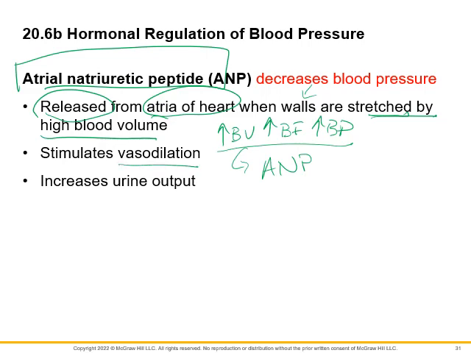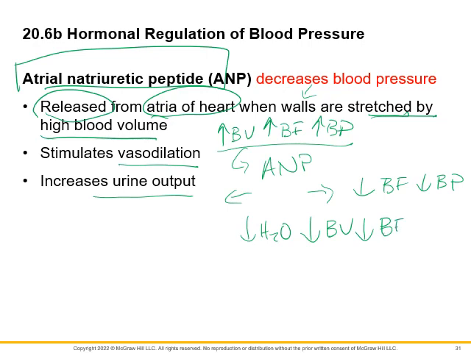It's going to stimulate vasodilation and increased urine output. So vasodilation, right, that's going to decrease blood flow, decrease blood pressure. What about increased urine output? So more water out, blood volume goes down, blood flow goes down, blood pressure goes down. So atrial natriuretic peptide, your blood pressure is too high, detected by the atria of the heart, and we're going to start the process of decreasing our blood pressure.